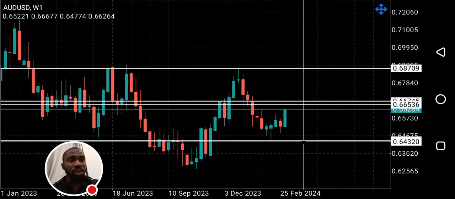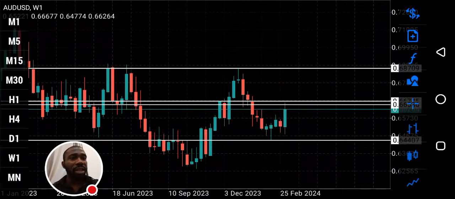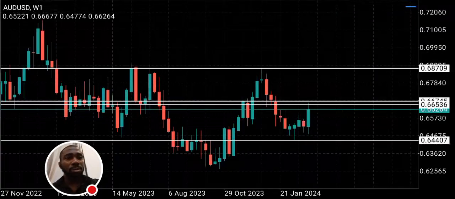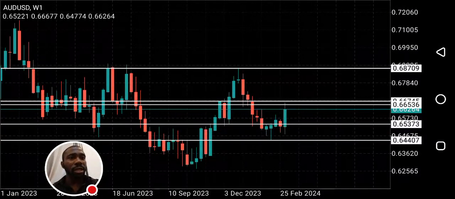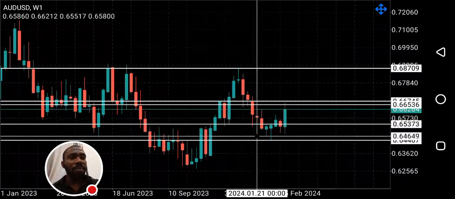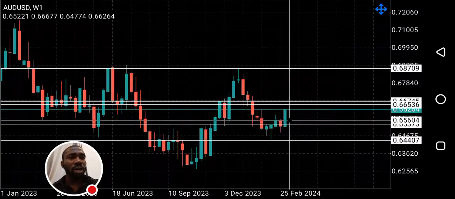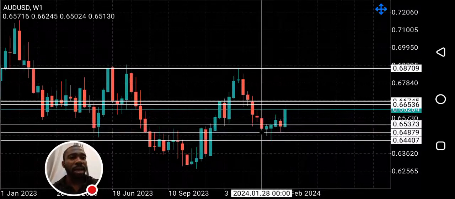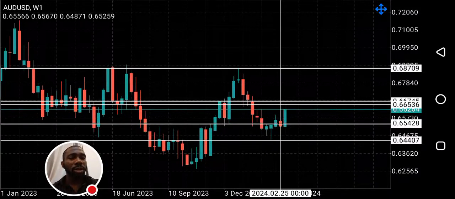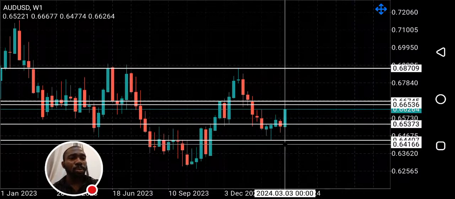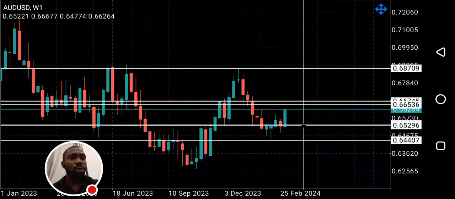From this point is where we should have entered a buy on AUD USD, after the close of this hammer. That would have been the best entry for Australian dollar USD. Your stop loss would have been at the low of this candlestick, so right now you would be in profit.